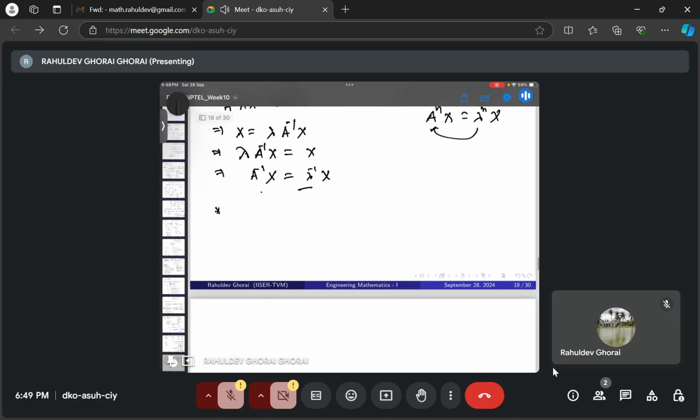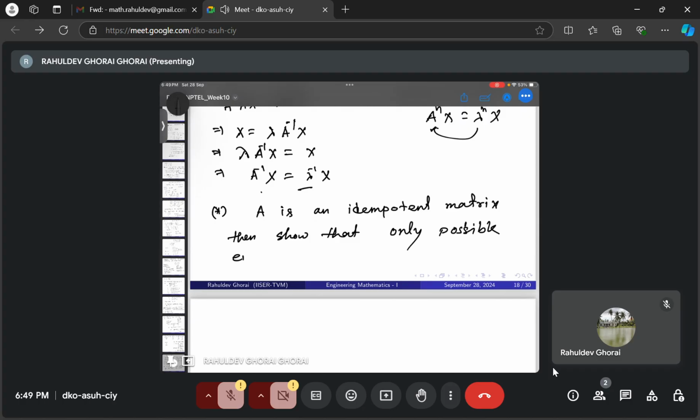So there's a question like, let's say A is an idempotent matrix, and the order can be anything, then show that the only possible eigenvalues are 0 and 1. Can you do that? How to do that?